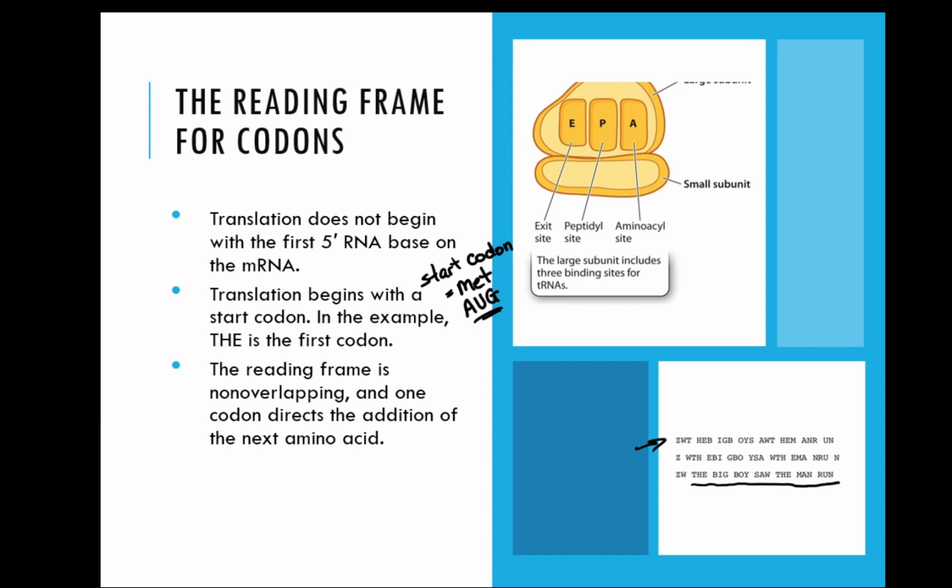Stand for the first codon, and you would read through that. Okay, it's very important that the reading frame is correct.